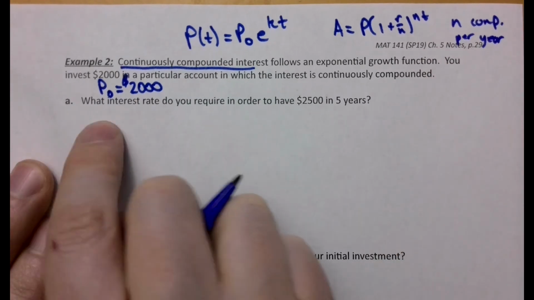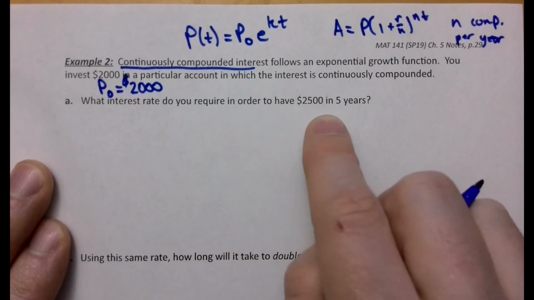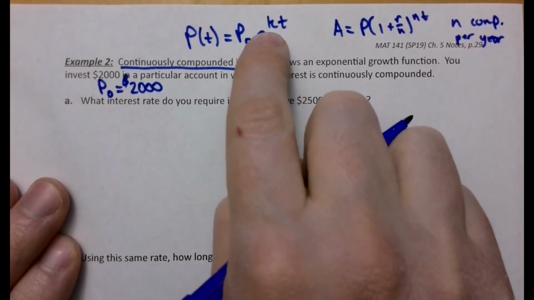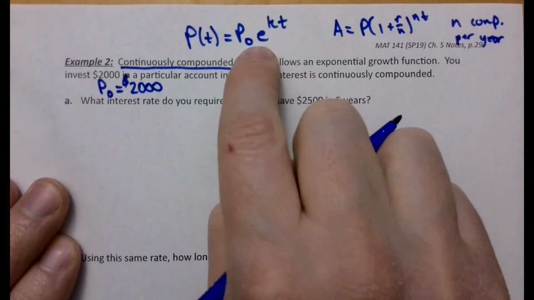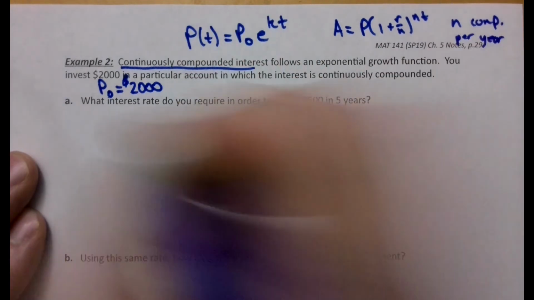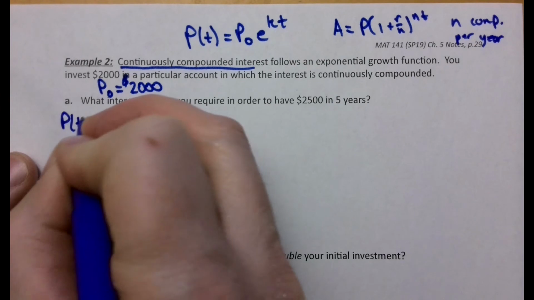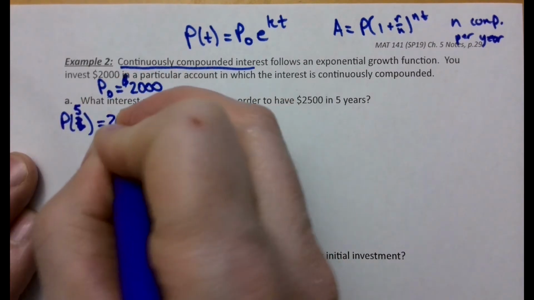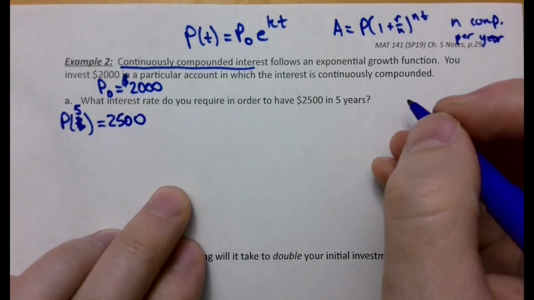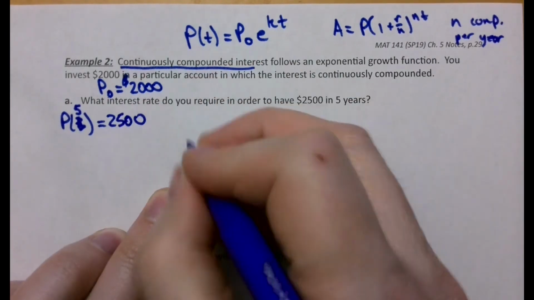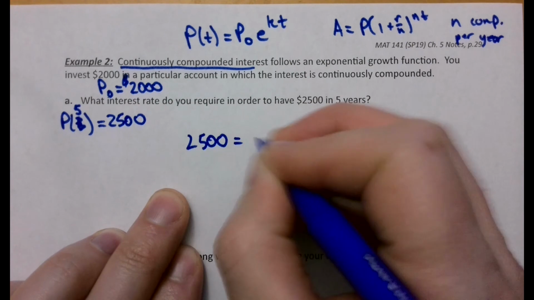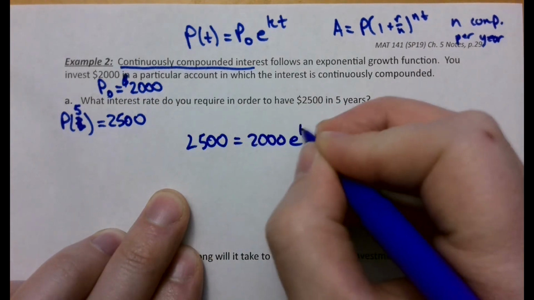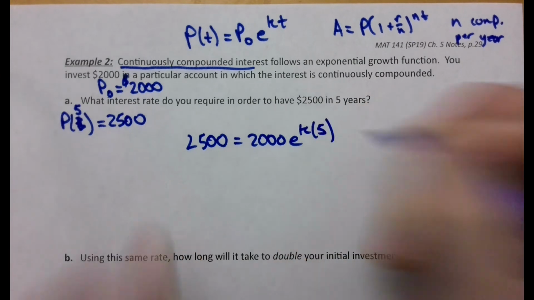So the question here is, what interest rate do you require in order to have $25,000 in 5 years? Note, in this case, we don't know k, but we now know t, P naught, and P of t. So I'm going to list those other values over here. P of t, and really I shouldn't put t here, I should say P of 5 equals 25,000. So then we just plug this mess in here. We got 25,000 equals 20,000 e to the, we don't know the interest rate, times 5.